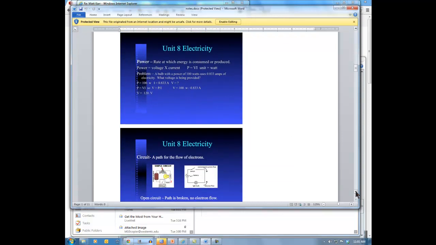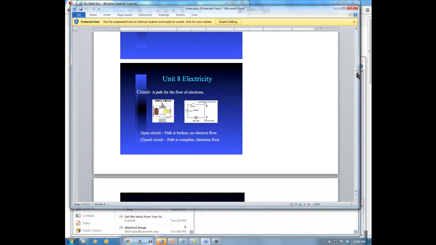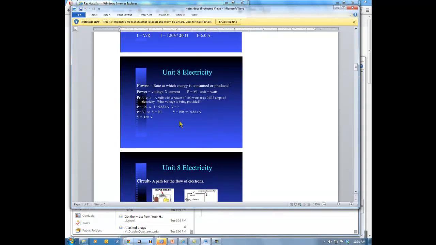So we'll stop at this point, and I'm going to give you some problems to work with power, current, voltage, and resistance, and you can check your answers, and we'll come back.